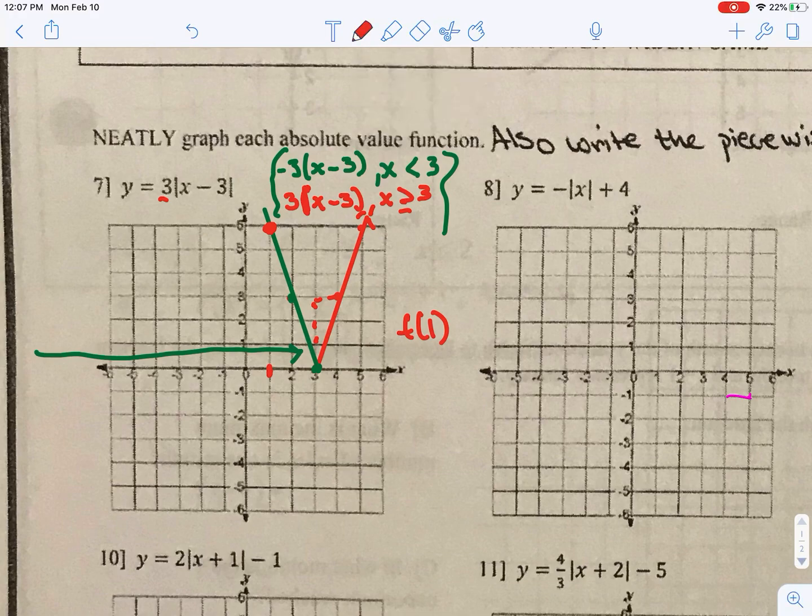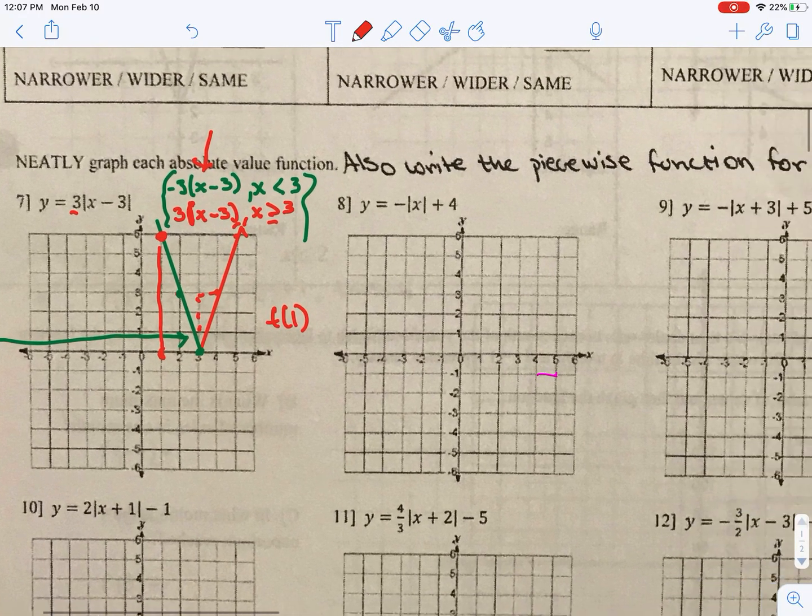I have to put that into my green equation. So if I put 1 here, let's see what happens. 1 minus 3 is -2. -2 times -3 is equal to 6. And sure enough, when I plug in 1, what did I get? 6. Okay? So that is how that one works.